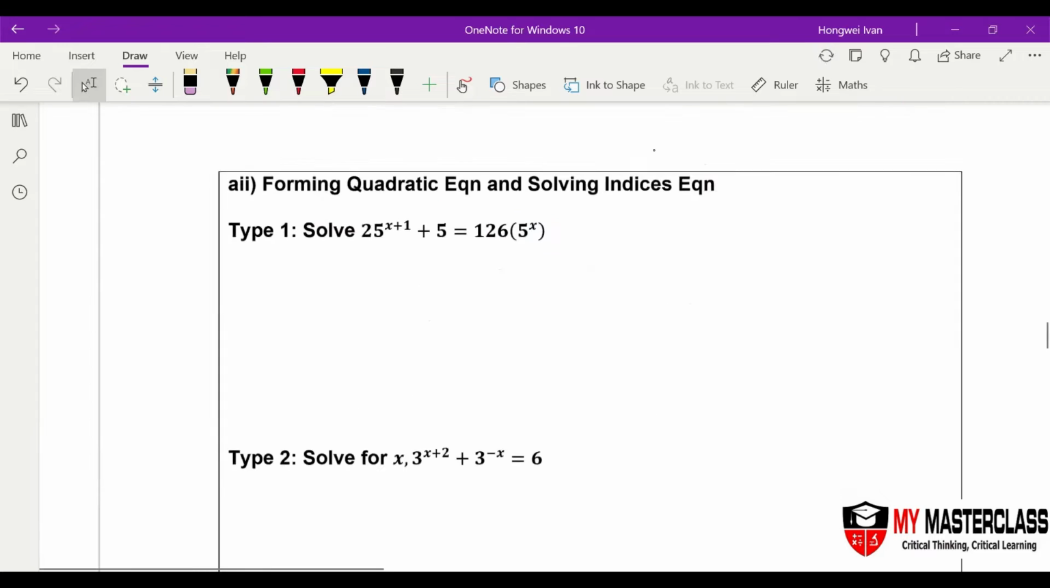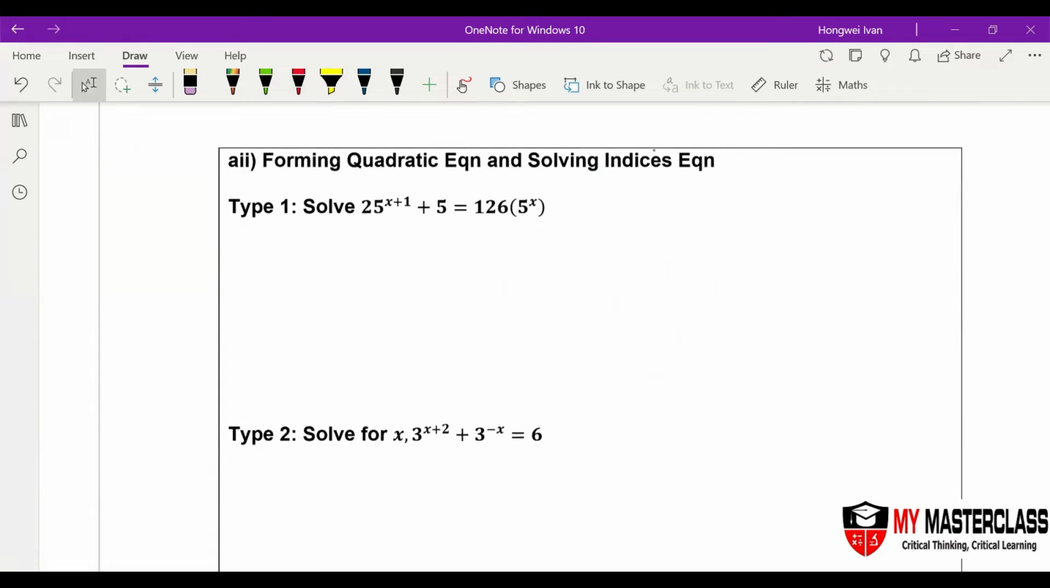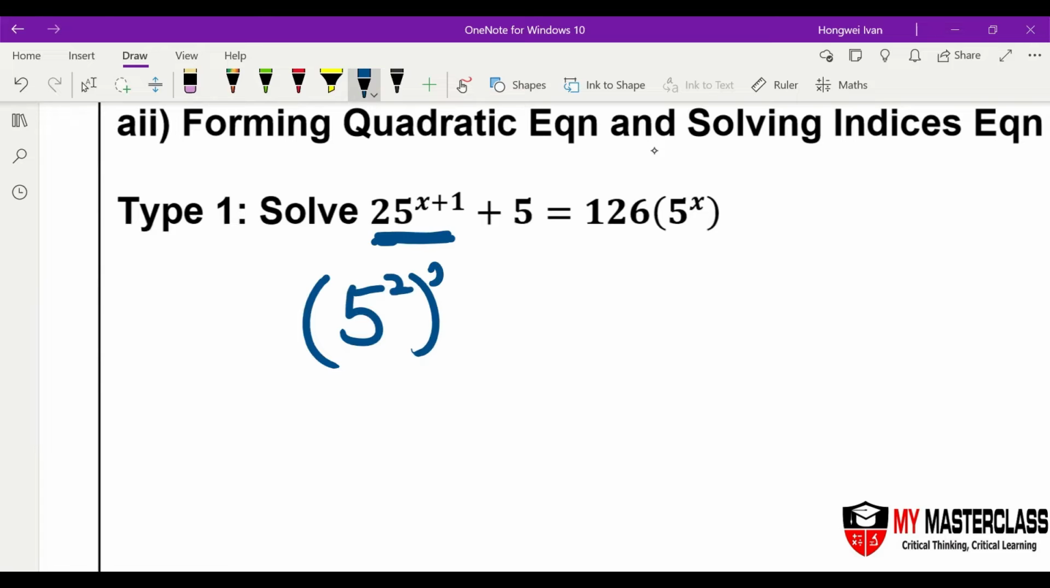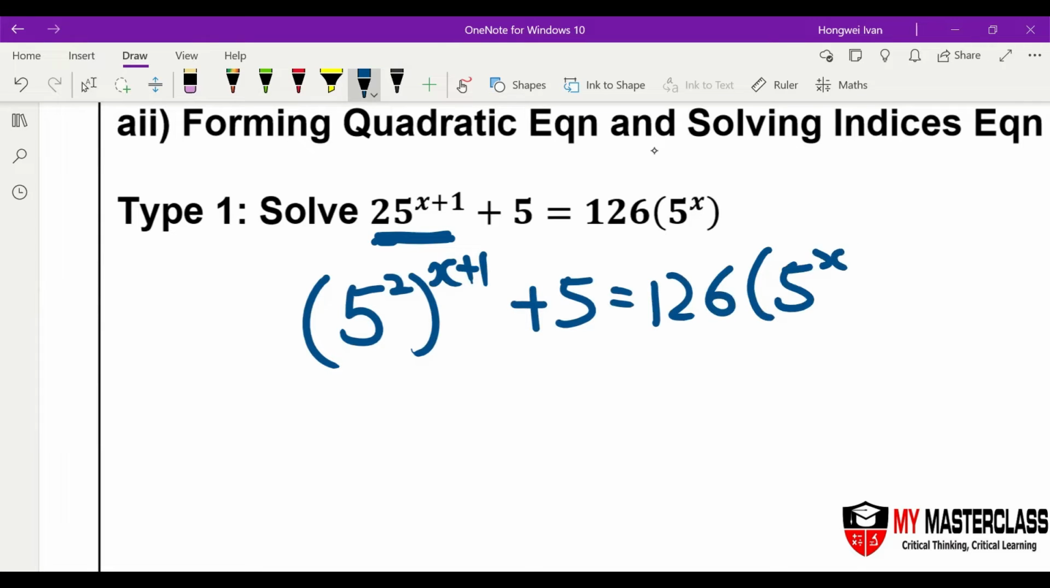Okay, and that is the gist of today. Today we are going to do two kinds of things: forming quadratic equations, as well as simultaneous equations with indices questions. Type 1. Mr. Ivan always tells you, we try not to do indices with a non-prime base. So 25 is the same as 5 to the power of 2, but I'll bracket here: 5 to the power of x plus 1, plus 5 equals 126 times 5 to the power of x.